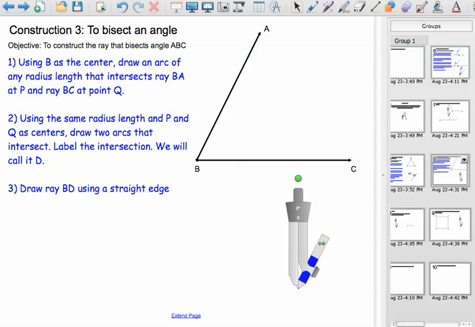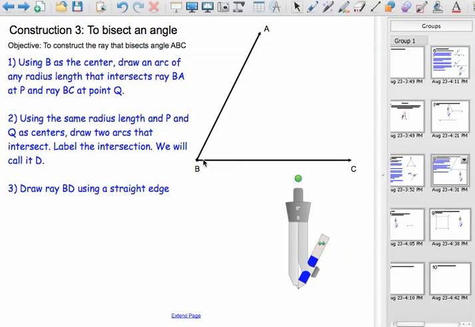Now in construction 1, we created an equilateral triangle. In construction 2, we copied an angle. Now we're not really drawing a picture. Instead, we are splitting this angle in half. This one's pretty basic. So our objective here is to construct a ray that bisects angle ABC.